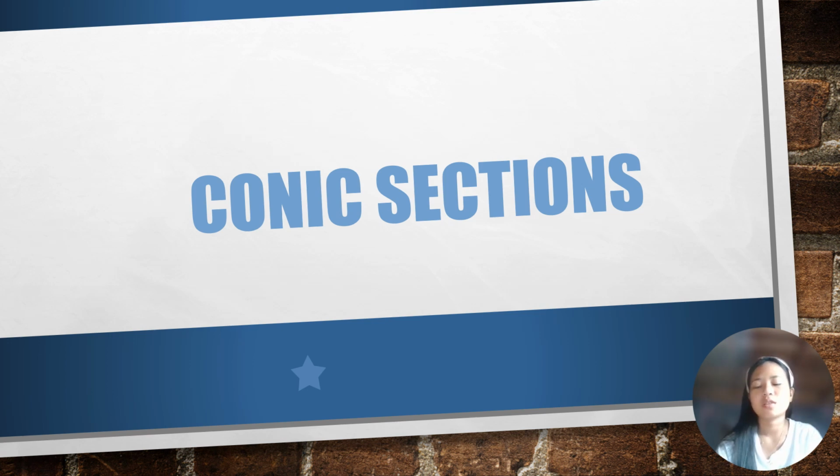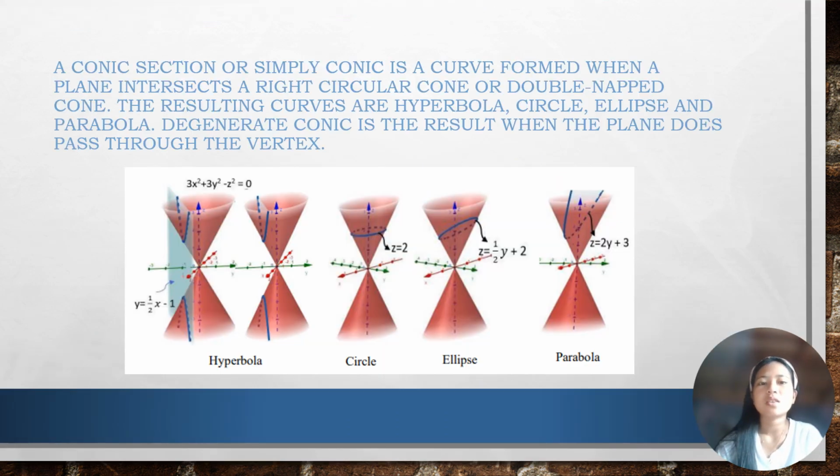Conic sections. What are conic sections? A conic section, or simply conic, is a curved form made when a plane intersects a right circular cone or double-napped cone. The resulting curves are hyperbola, circle, ellipse, and parabola. The degenerate conic is the result when the plane does pass through the vertex.